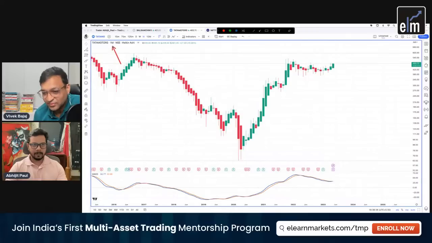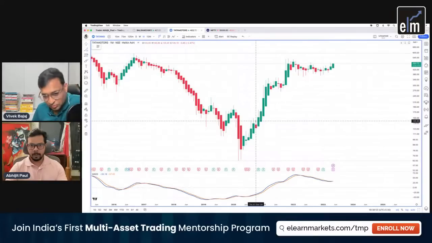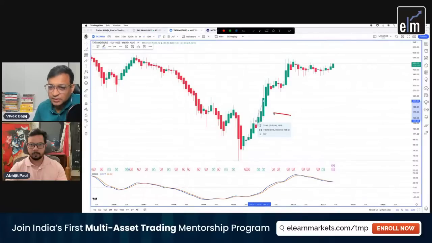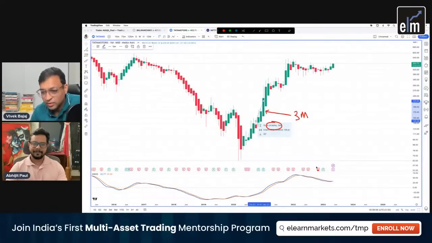Tata Motors monthly chart bottoms out, crossover over here, improvement, pullback, buy, entry point, high of this candle, here is the 50%. You got it in 3 months. 3 months. What a thing, Abhijit da, killer, killer.